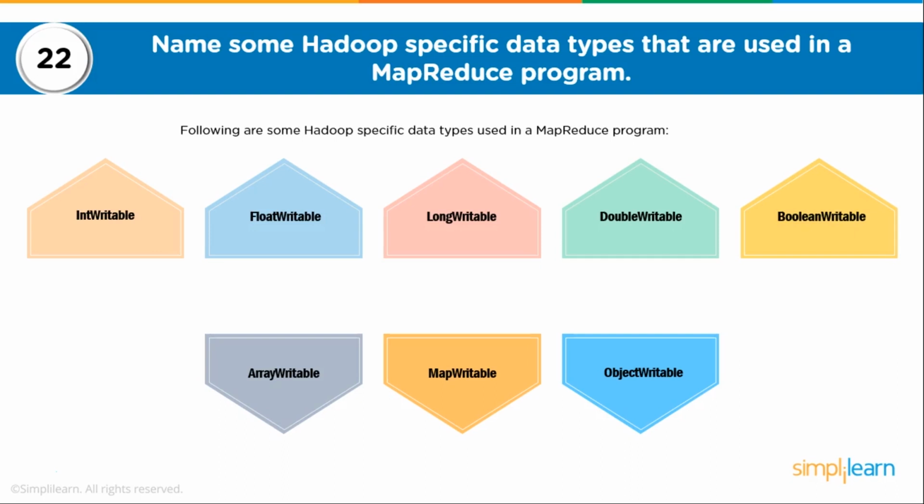Now when you talk about your data types in Hadoop, these are implementations of the Writable and WritableComparable interfaces. So for every data type in Java, you have an equivalent in Hadoop. So int in Java would be IntWritable in Hadoop, float would be FloatWritable, long would be LongWritable, DoubleWritable, BooleanWritable, ArrayWritable, MapWritable, and ObjectWritable. So these are the different data types that could be used within your MapReduce program, and these are implementations of the Writable and WritableComparable interfaces.